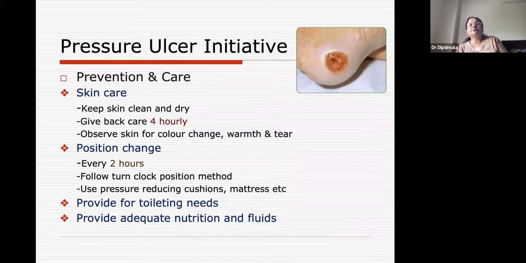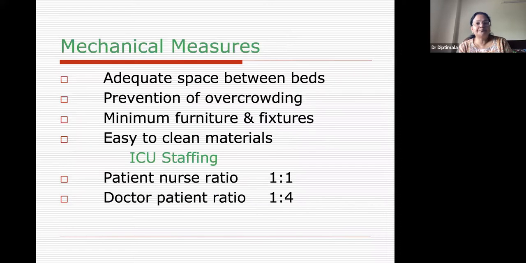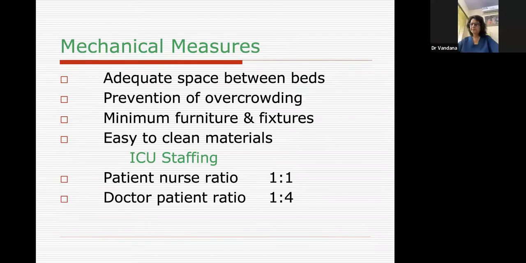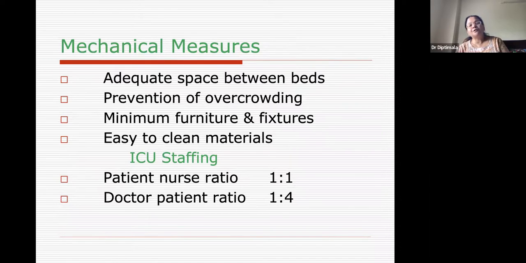Don't fall prey to this habit of putting on a diaper to the patient and leaving the patient unattended. No, it's a strict no. And at the same time, providing adequate nutrition and fluids. Now, what about the mechanical measures? You have to maintain the adequate space between the beds. And ICU staffing, which is very important.